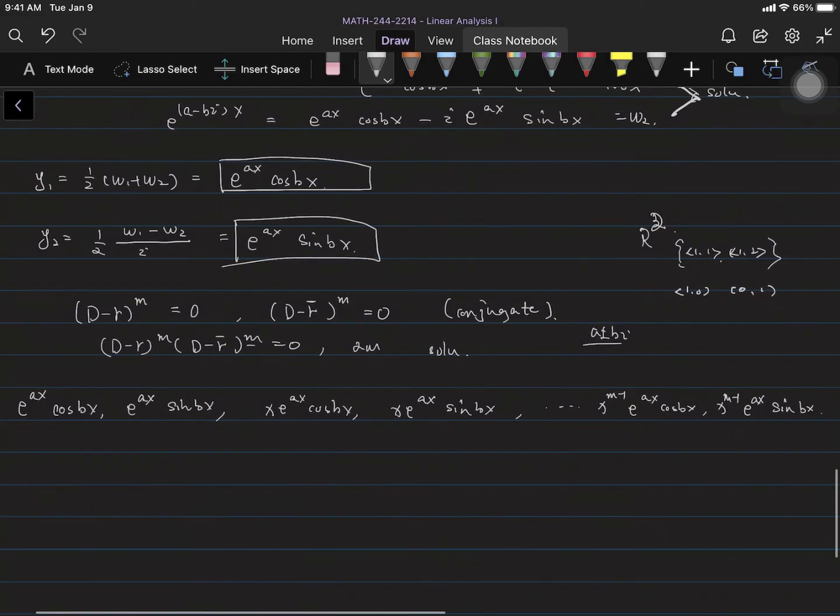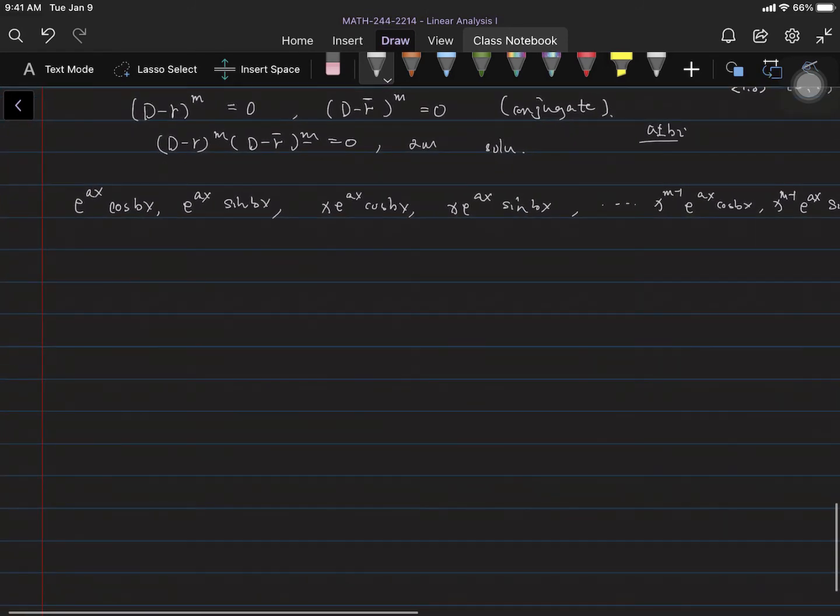Let's take a look at the example. Don't worry too much. It looks complicated here, but from the example, it's very easy to see. So example 2. Determine the general solution. So just find the general solution to this differential equation: second derivative plus 6y prime plus 25y equals 0.